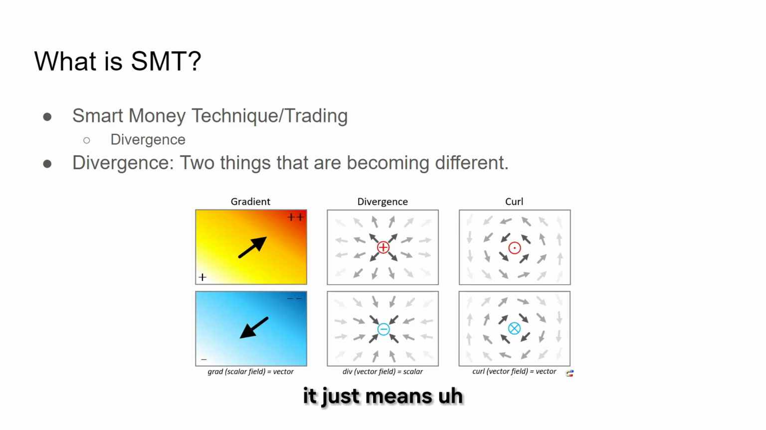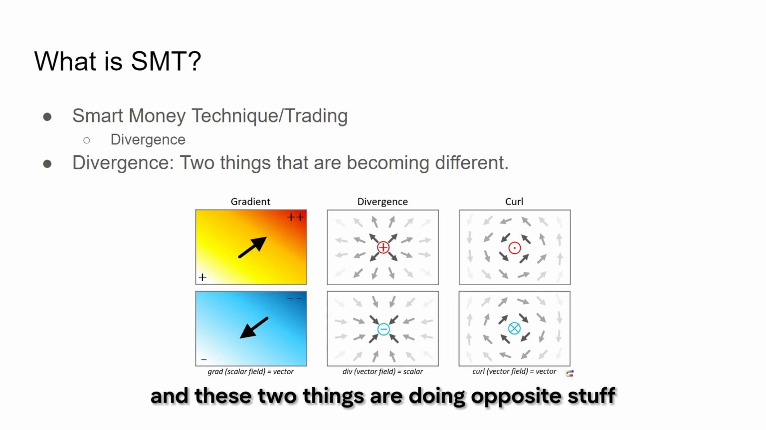It just means one car is going right, the other car is going left. So one pair is going up, the other pair is going down. One pair raided a high, the other pair did not raid the high. So just see it as comparing two things, and these two things are doing opposite stuff.